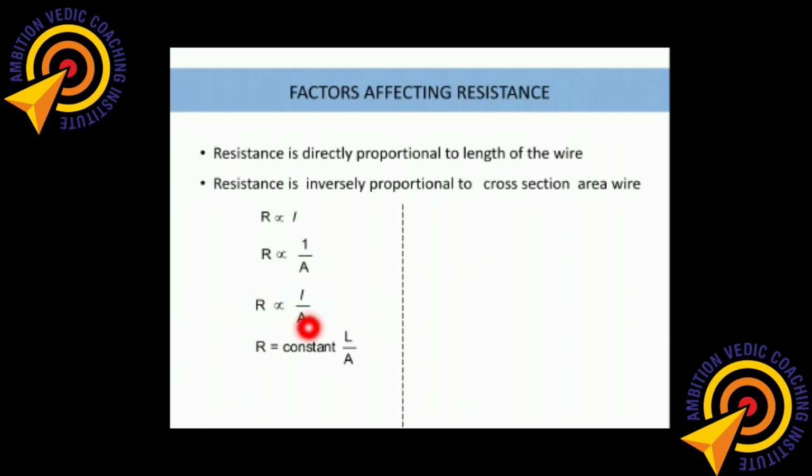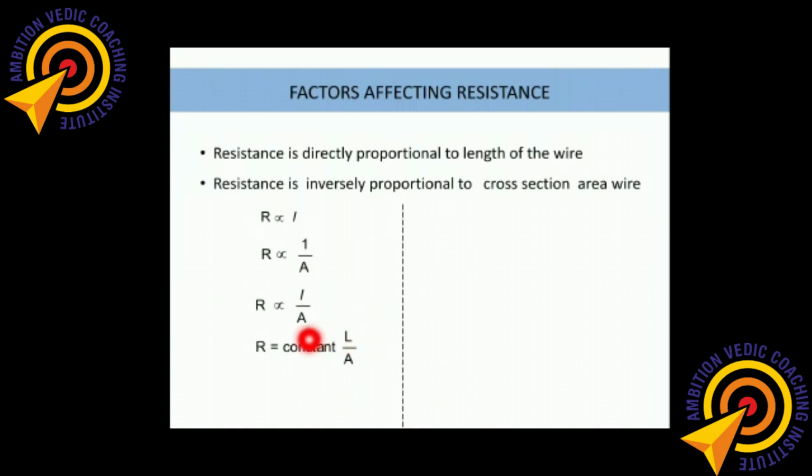But in our expression, the proportionality sign is always replaced by is equals to and a constant. So we end up getting R is equals to constant L by A. This capital L I have written here just to make sure that it is clear to us. You can write small l or capital, it doesn't matter, right? So length of the wire over cross section area.